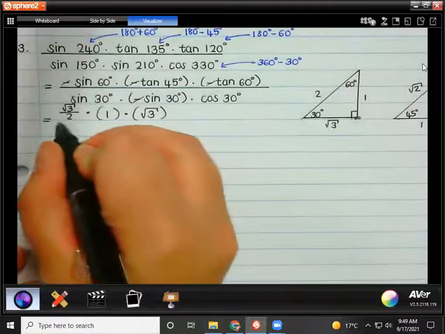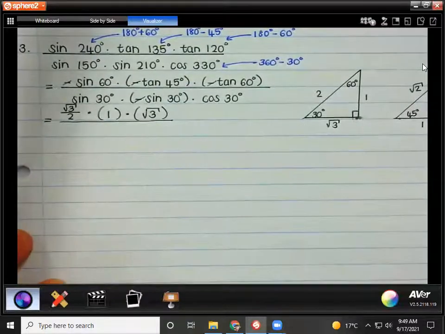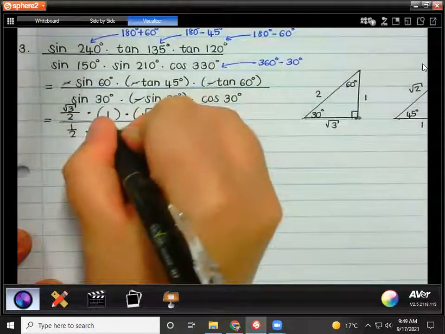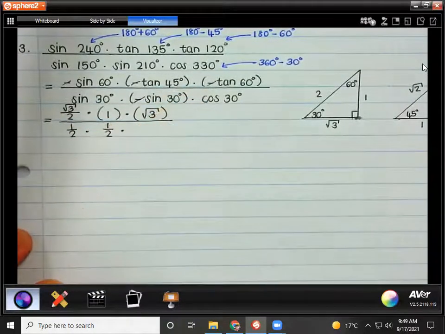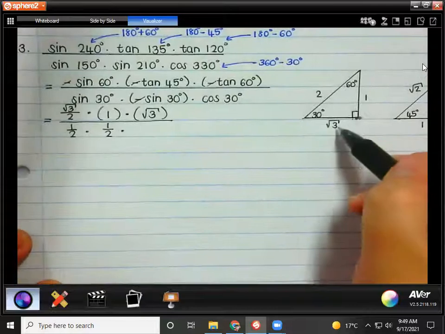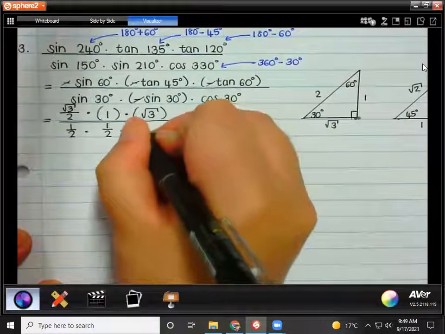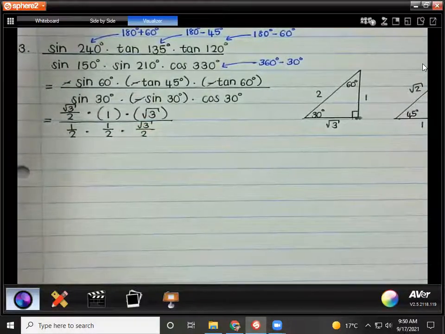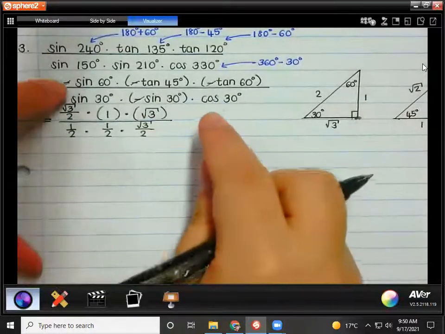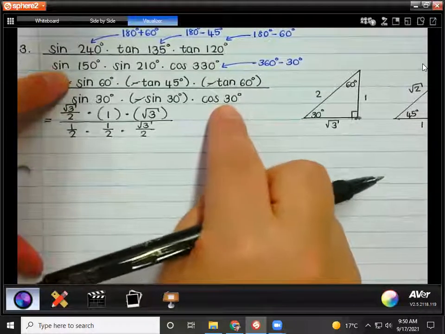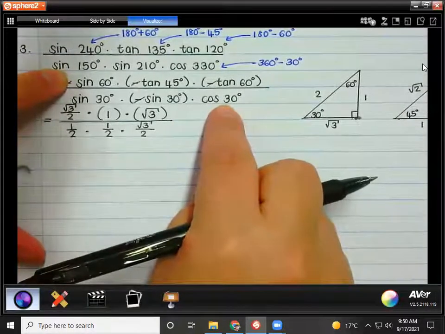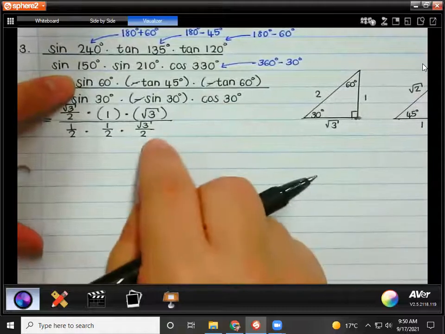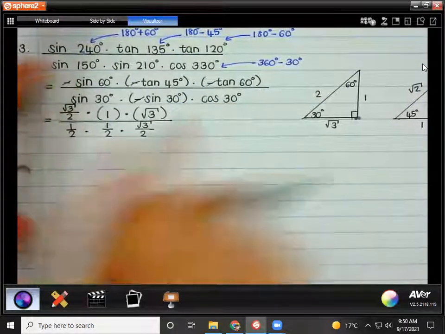All right, and that is then all over sine 30, which is a half, and another sine 30, which is again a half, and then cos 30, adjacent over hypotenuse, that's root 3 over 2. Now, guys, just as an aside, because we are going to talk about it later today, do we notice that the values for sine 60 and cos 30 are equal? Sine 60 is root 3 over 2, and cos 30 is root 3 over 2. Okay, we're going to come back to that later.